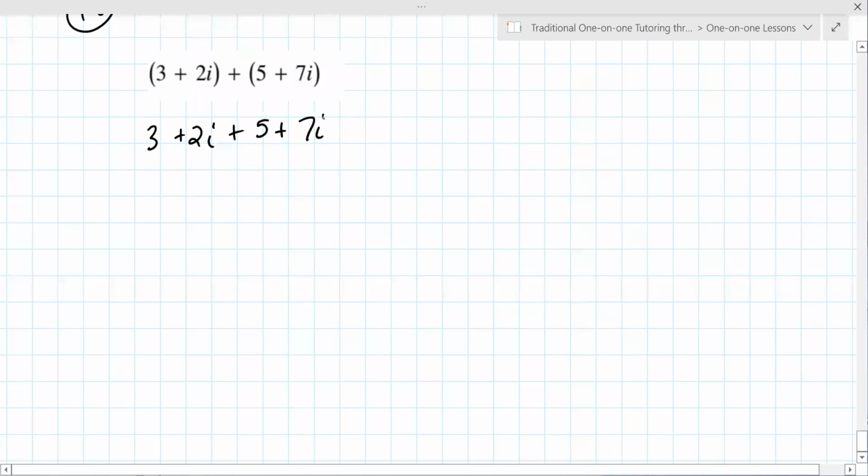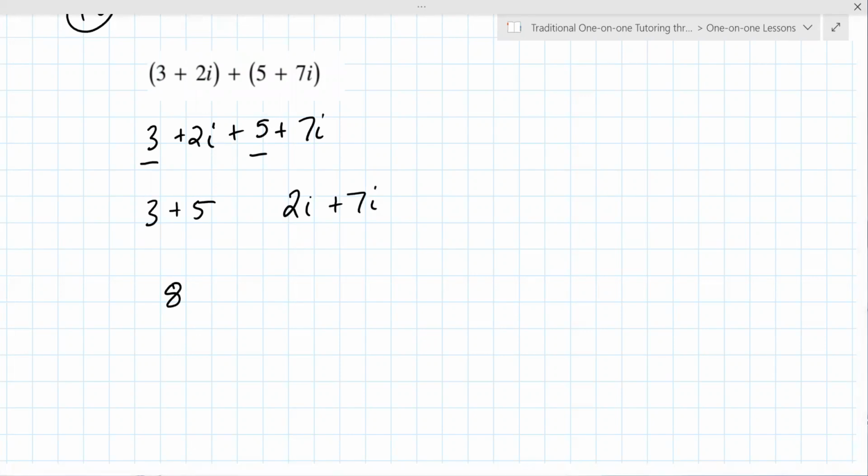And you probably saw this in class. You add up the real terms, meaning those without i. So you have to add up 3 and 5. And then you can combine the imaginary terms, 7i and 2i. So that becomes 9i.